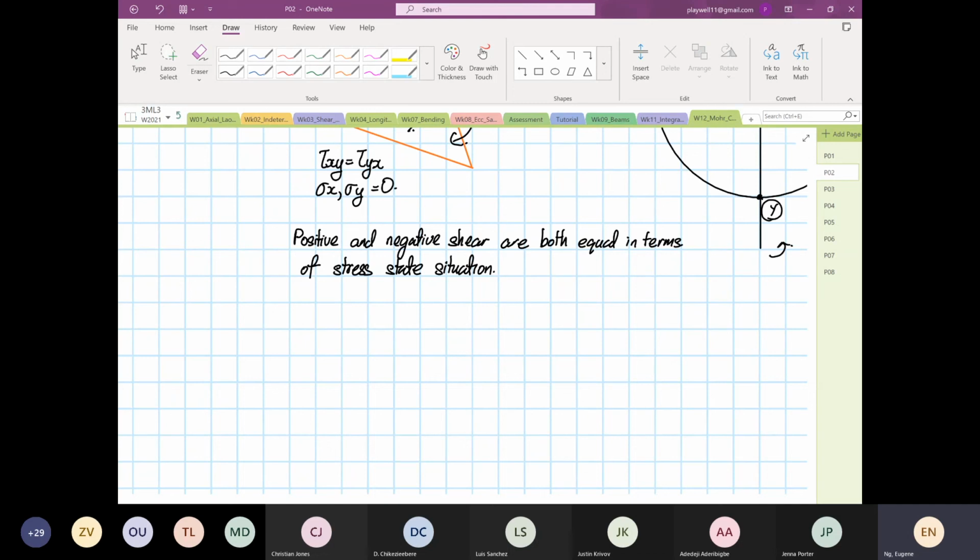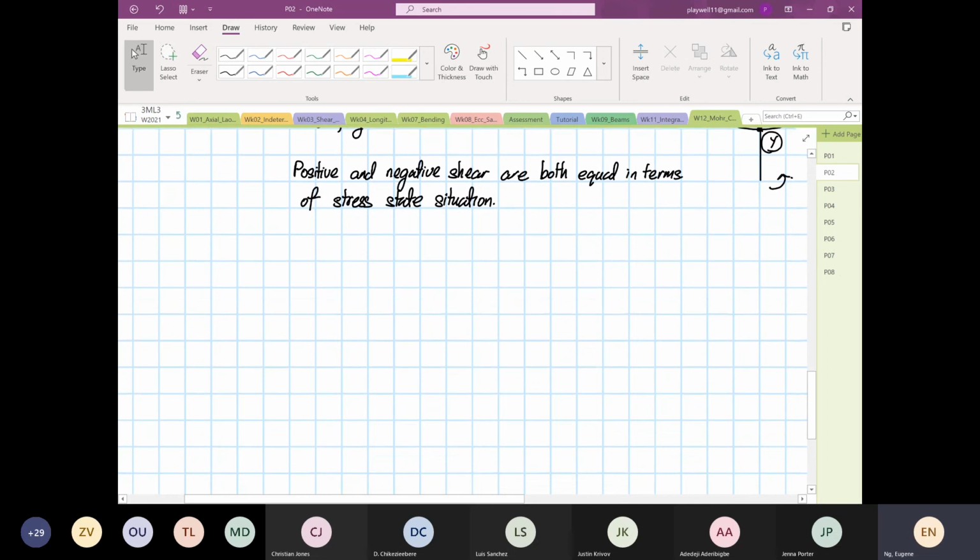Like for example, concrete. You put it under shear, what will happen? Both are as bad. As long as it's shear, both are as bad. Okay, right. Before we go into Mohr circle, we need to understand the rules of a circle.